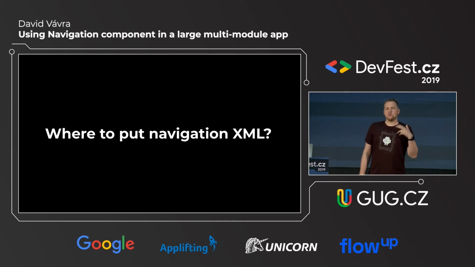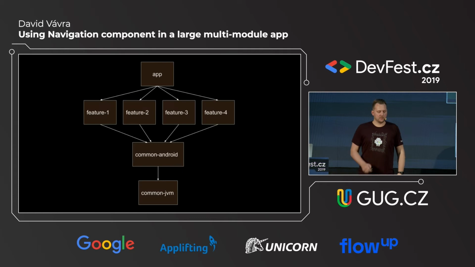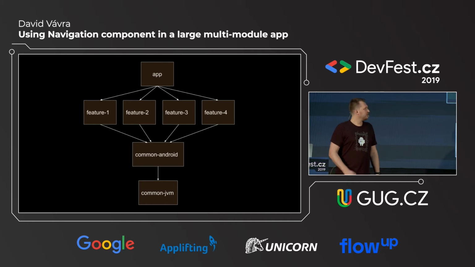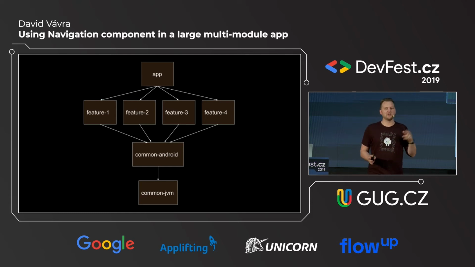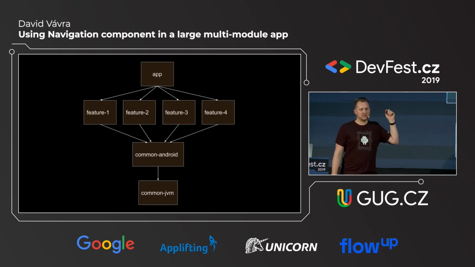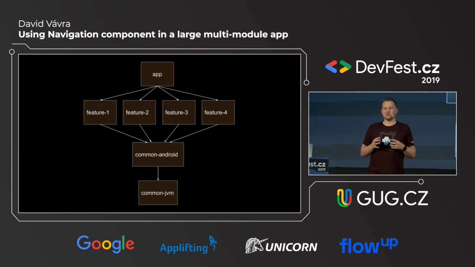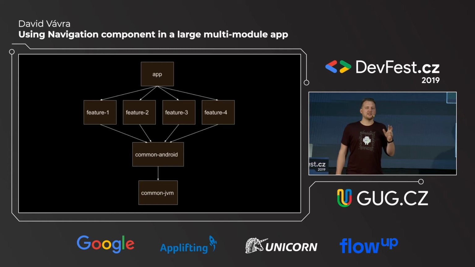So the first question we were dealing with is, in a multi-module app, where to put this XML which defines the navigation. This is our simplified module structure. So we have an app module. If you don't have multiple modules, you will have just one module called app. And we try to have the app as minimal as possible. It has just the application class and some basic initialization, and manifest, stuff like that.